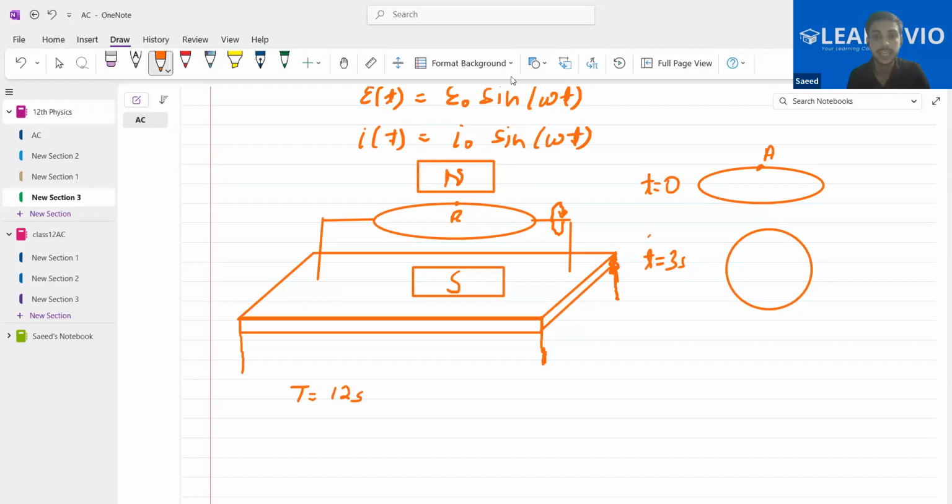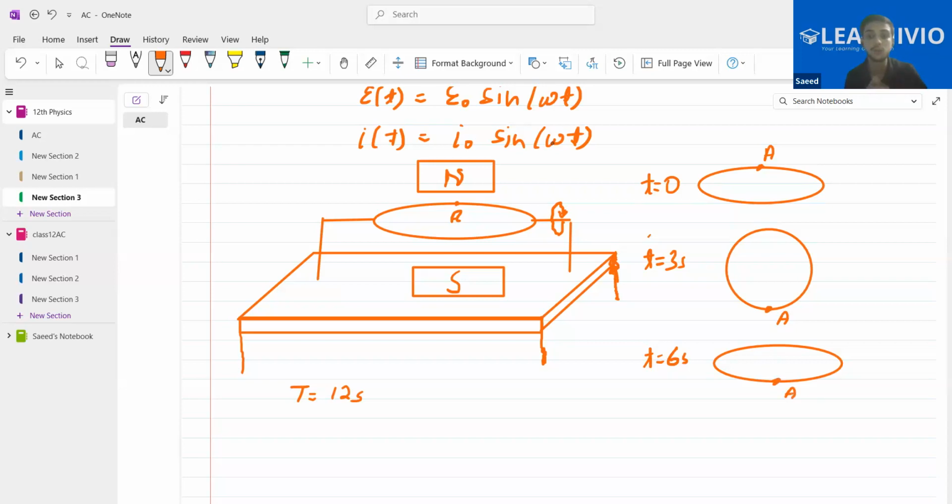After traveling 3 more seconds, it will again become something like this. Yes or no? It will again become something like this, but there will be a change. What the change is going to be: after traveling 3 seconds, this point will reach to this point. Yes or no? After traveling 3 more seconds, this point will reach to this point.